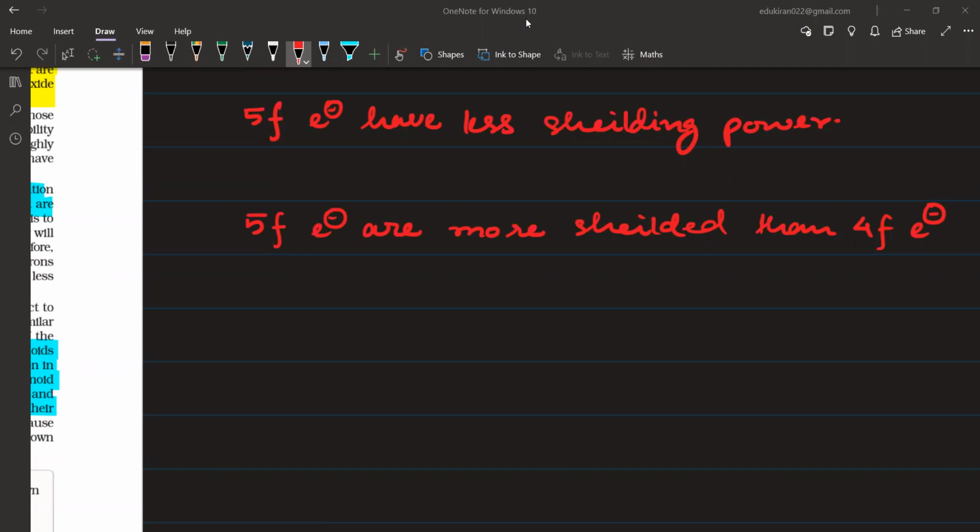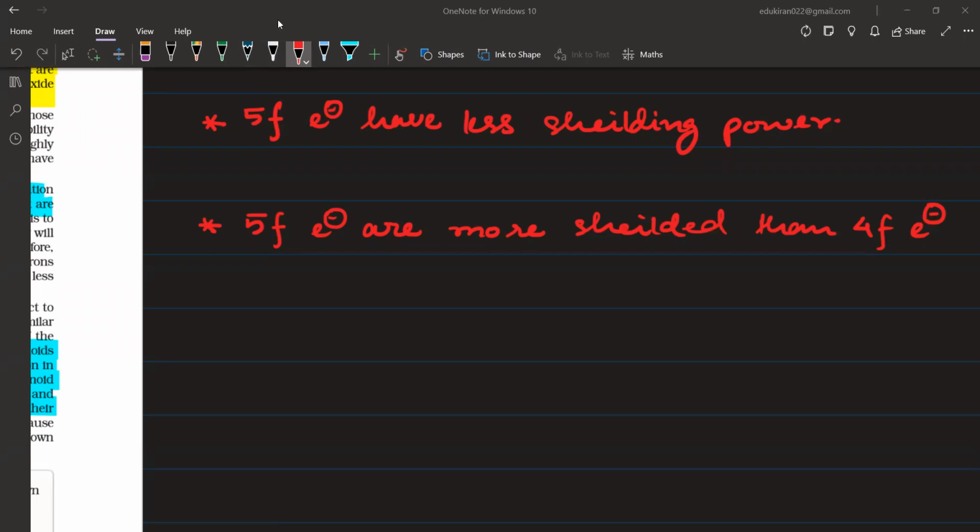Question, sir, I got disconnected. अच्छा. Can you see those statements I have written? 5f electrons have less shielding power. दूसरा लिखा हमने 5f electrons are more shielded than 4f electrons. ये मतलब आपको contradictory लग रहा है या फिर you can say that both of these statements make sense? Sir, contradictory लग रहा है. Contradictory लग रहा है. ठीक है. ठीक है, हम तो इसको समझाने की कोशिश करते हैं.